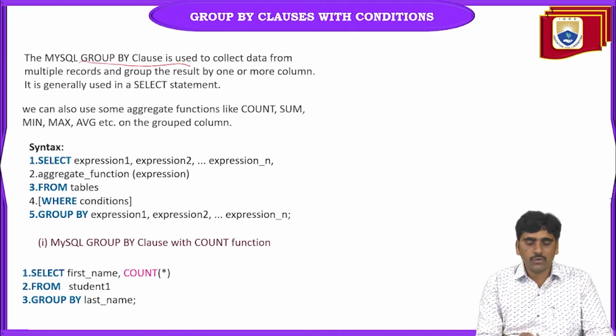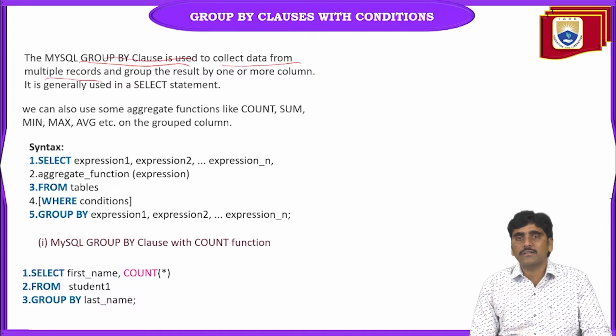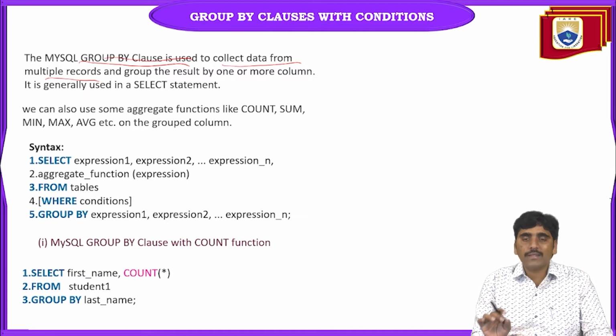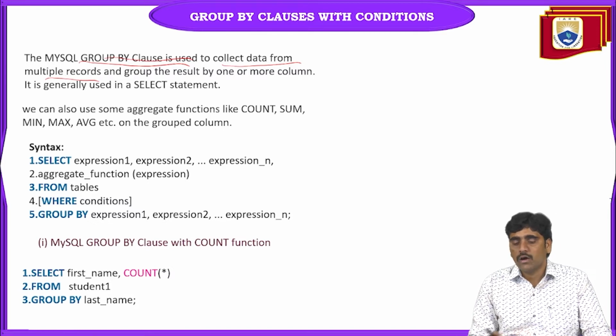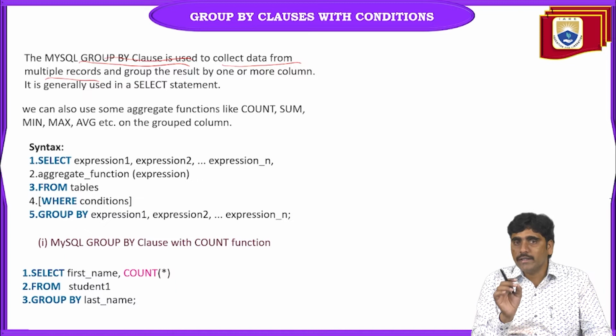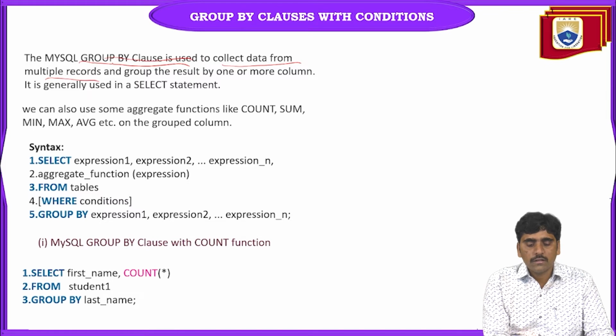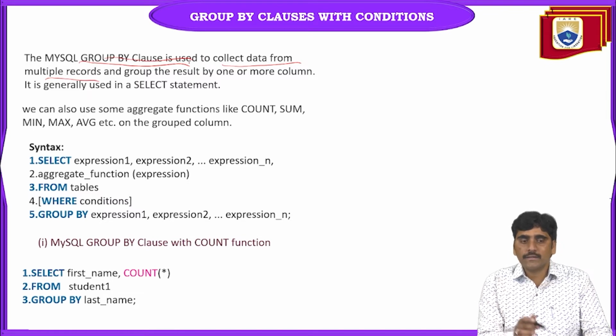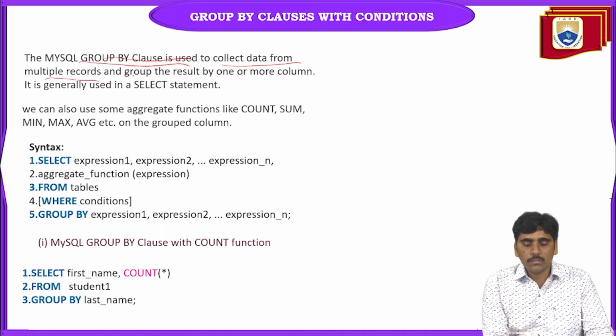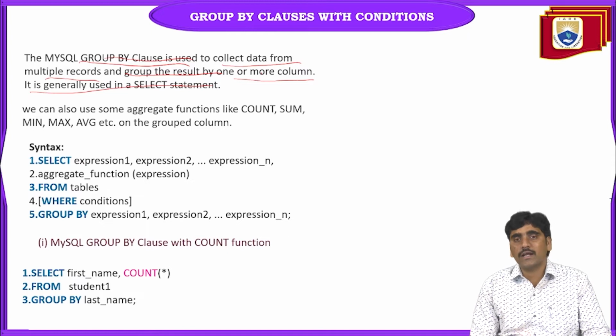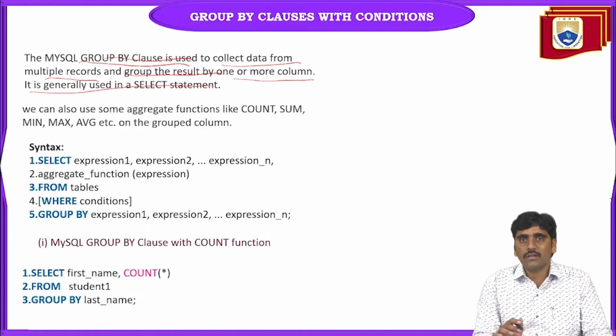The GROUP BY clause is used to collect data from multiple records. That means all the tuples are grouped together on a condition basis and it displays a single value. So the GROUP BY clause is used to collect data from multiple records and group the result by one or more columns. It is generally used in the SELECT statement.